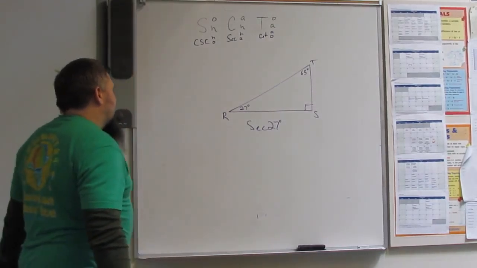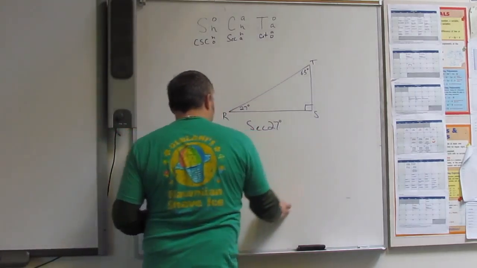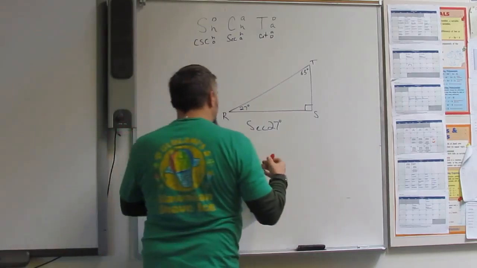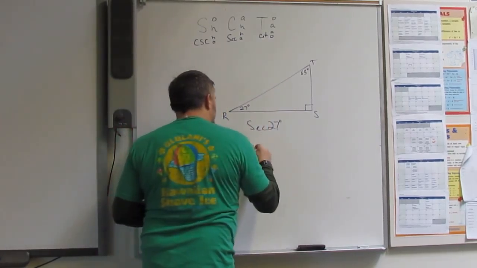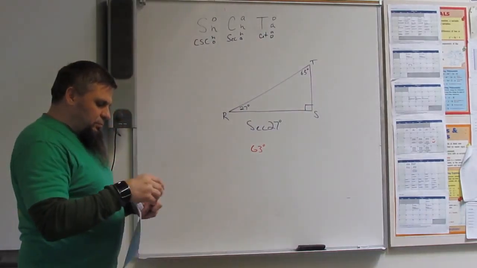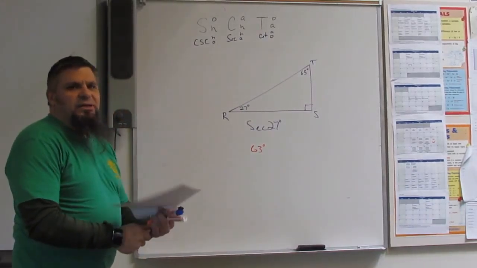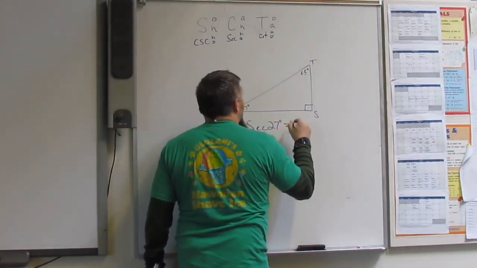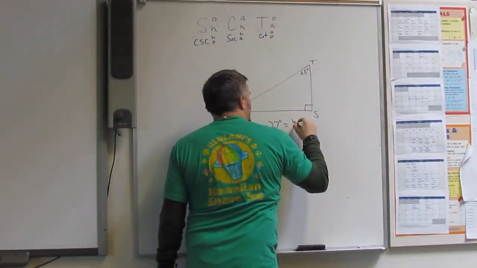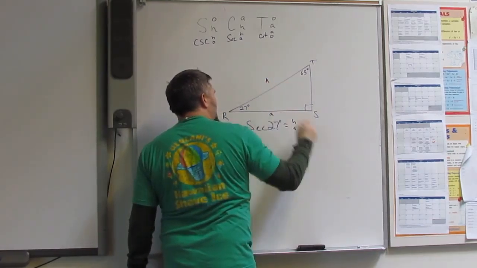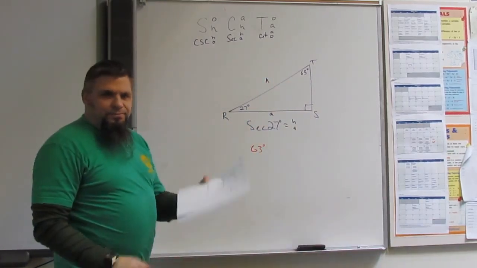They're given a secant of 27, and they want us to find something with respect to 63. First things first, we have to look at secant. What does secant mean? Secant of 27 means that it's equal to h over a, so the hypotenuse over the adjacent.